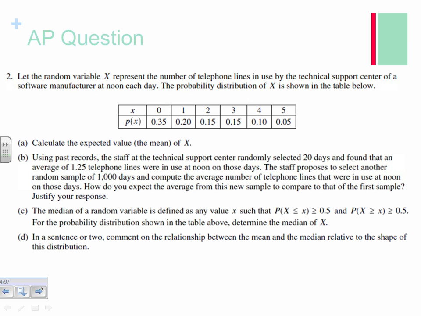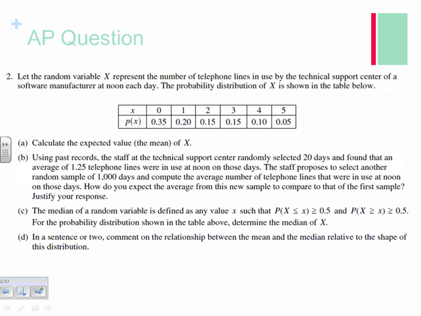And then the next one says, using past records, the staff at the Technical Support Center randomly selected 20 days and found that an average of 1.25 telephone lines were in use at noon on those days. The staff proposes to select another random sample of 1,000 days and compute the average number of telephone lines that were used at noon on those days. How do you expect the average from this new sample to compare to that of the first sample? So I'll let you try that one.